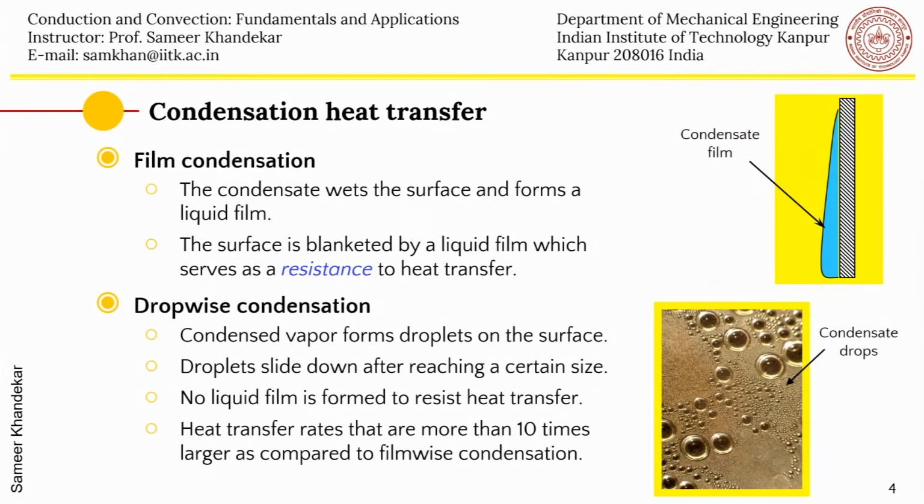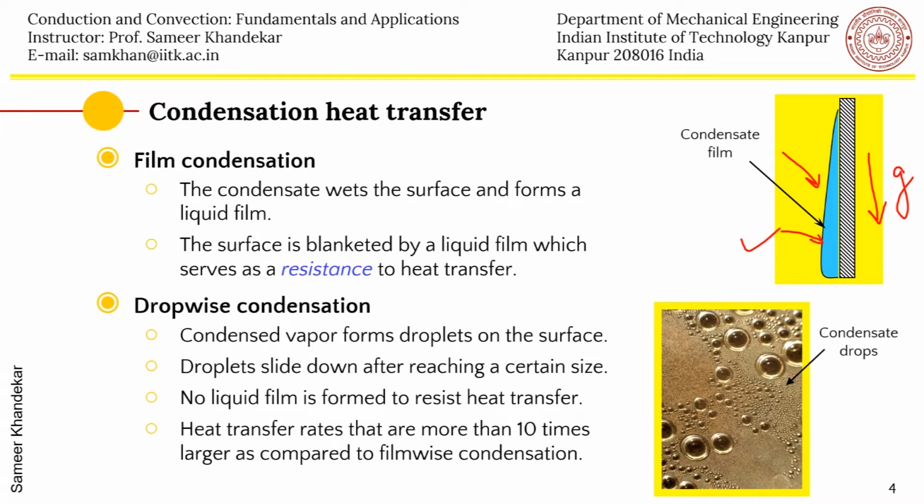So now let us look at these two very specific cases which are of most common interest. The film condensation, when the condensate wets the surface and forms a liquid film, as you can see in this schematic diagram. If gravity is acting in a downward direction, then the film will flow down, and as the condensation keeps occurring, more and more liquid will condense over this interface, and therefore the film thickness will grow. In the later part of the lecture we will see how to analyze this film growth.